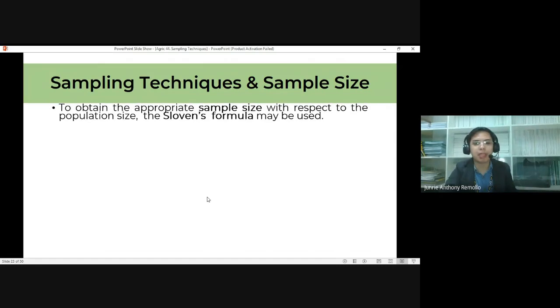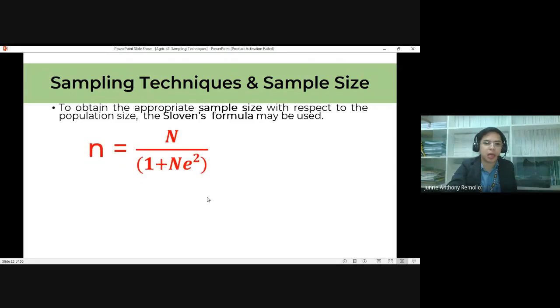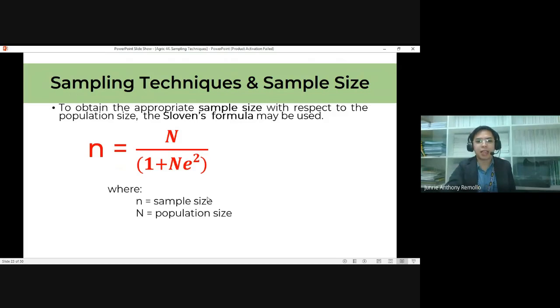So to obtain the appropriate sample size with respect to the population size, the Slovin formula may be used. Okay? So n is equal to population N divided by 1 plus N e squared. The small n is the sample size, the capital N is the population size, and the margin of error is E. Okay, you need to remember this formula.